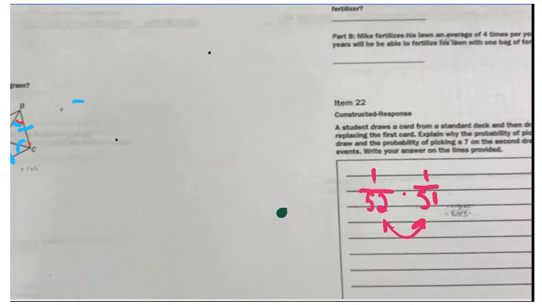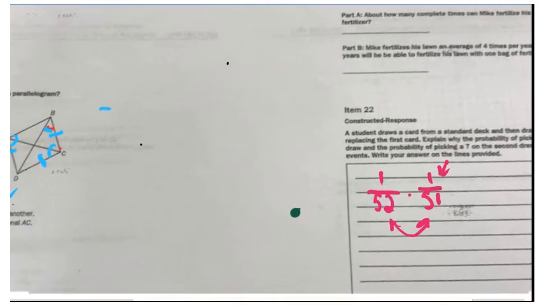That just means that this event, the second time you draw a card, depends upon the first event. If you replace that card, then they would be. It says explain why the probability of picking a draw and the probability of picking a 7 on the second draw are independent events. They're not independent because the second time you draw the card is going to depend on the first draw because you're not putting the card back. All right.